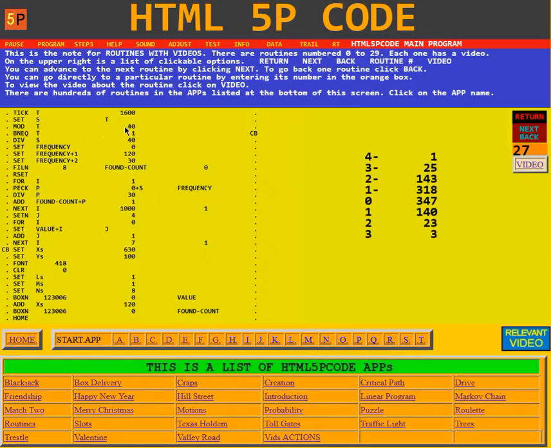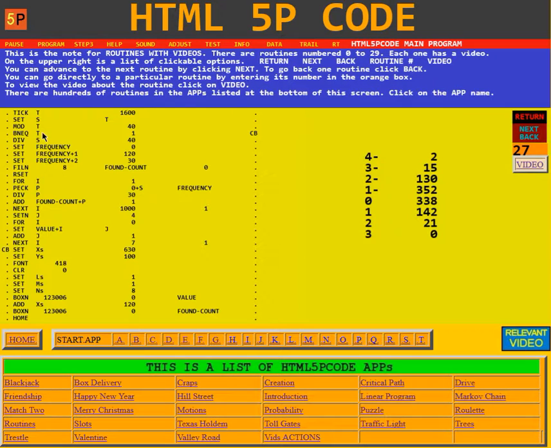Then it mods t with 40. Now t is going to go from 0 to 39 and then 0 to 39. The next instruction says if it's not equal to a 1, go to CB. Well, only one time in 40 is it going to be equal to a 1. So most of the time it's going to go to CB down here, where it is going to display these two columns on the right.